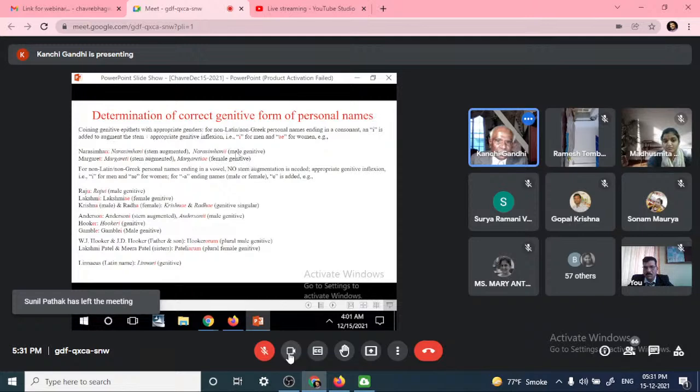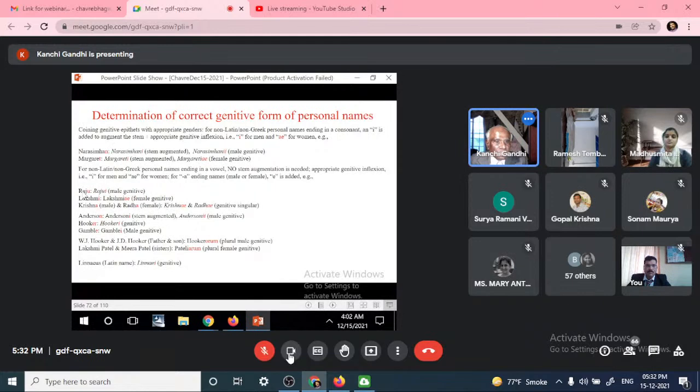So why have we added two i's to Narasimhan? The first i is making the stem extended, because the stem is ending in a non-vowel. And then you add the second i to make it male genitive. Here is an English name, Margaret. T is not a vowel. It is a consonant. So you have to extend the stem by adding i. Whether it's a male Narasimhan or female Margaret, you add i in both cases. Then you add the second i to make it male genitive, but you add ae to make it female genitive, Margaretae. So this is the rule.